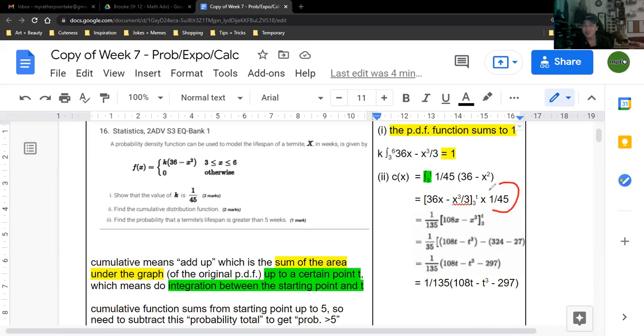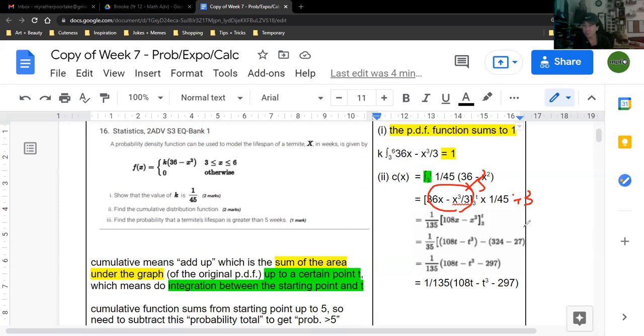You notice that the 1 over 45 actually became 1 over 135, and that is 3 times smaller. It's actually a smaller fraction. But here, all these numbers got 3 times bigger, right? So the 36 became 108, and the x cubed on 3 is just now x cubed. So what actually happened was they multiplied this bracket by 3, while they divided this fraction by 3, keeping the entire expression exactly the same.